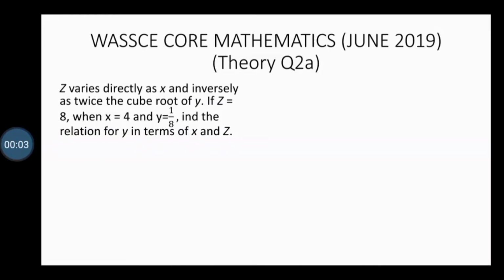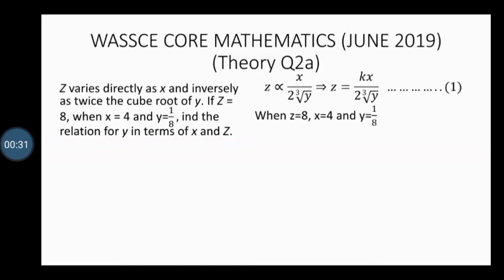Mathematically, the variation will be presented as z varies directly as x and inversely as twice the cube root of y, which in an equation form will be z is equal to constant k multiplying x over 2 multiplying cube root of y. We can label it as our equation 1.